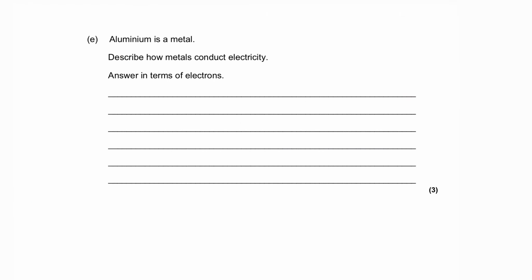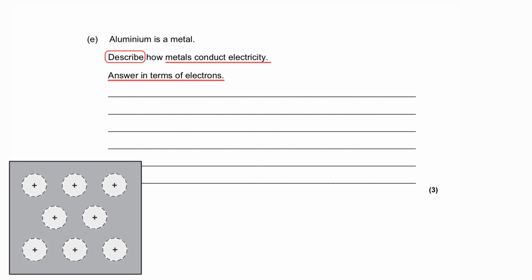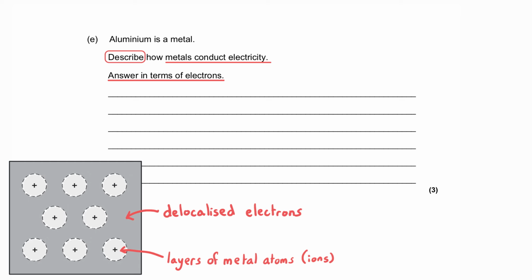Aluminium is a metal. Describe how metals conduct electricity. Answer in terms of electrons. The structure of metals is that they have got regular layers of atoms or ions in 3 dimensions. They're sometimes called a giant metallic lattice. And these ions are so close together, their outer shells overlap, and the electrons in those outer shells become delocalized.